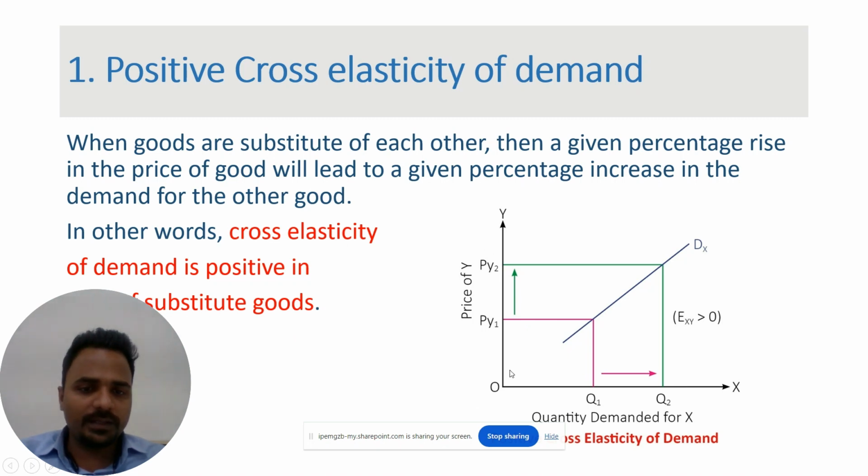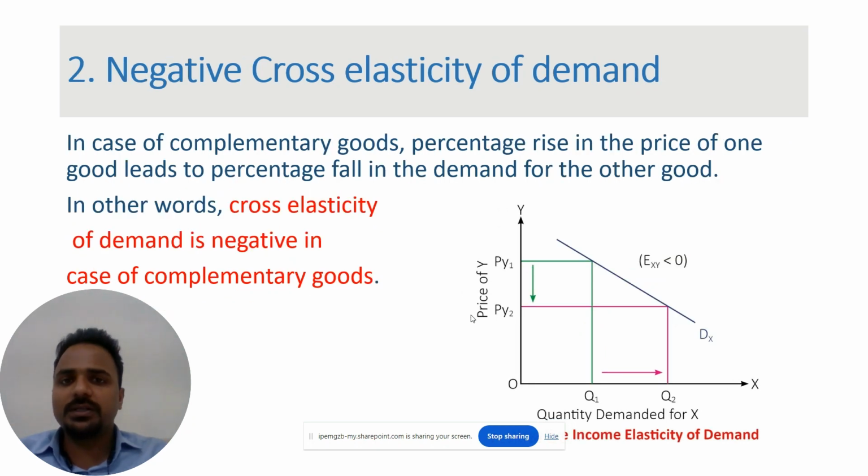In our diagram, we can see that when price of Y increases from PY1 to PY2, then quantity demanded increases from OQ1 to OQ2. So the demand curve is upward sloping as there is a direct relationship between price and demand of its substitute goods. So the cross elastic demand is also positive.